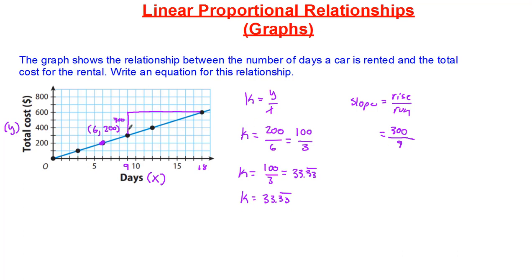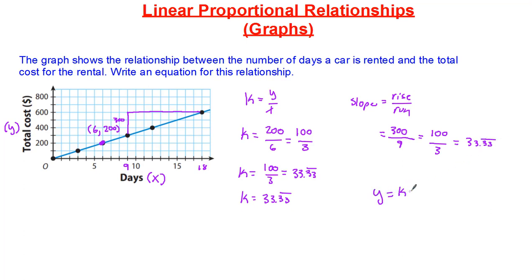Okay, so 3, 4, 5, 6, that's 300, and then 1, 2, 3, 4, 5, 6, 7, 8, 9. Perfect. Okay, so now I'm going to just divide by 3 and divide by 3. So this is 100 over 3. Once again, as you can see, I get the same thing. So 33.33.